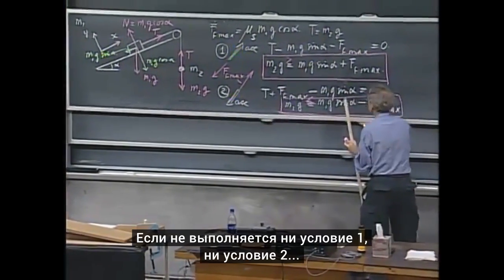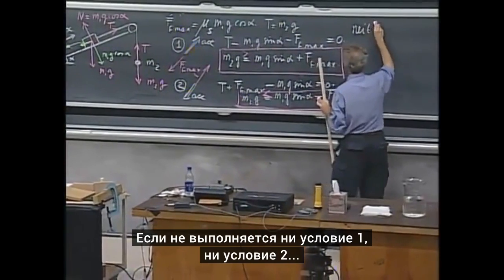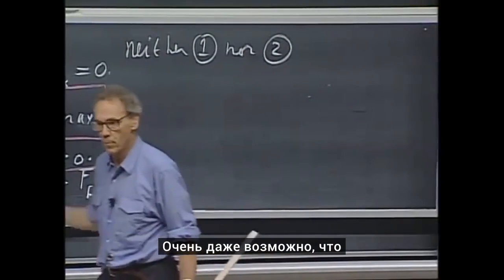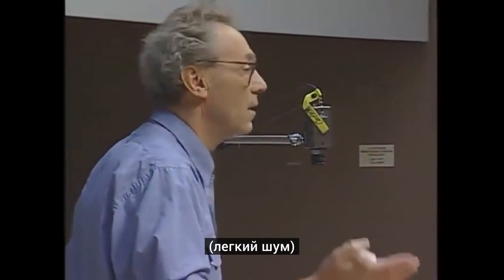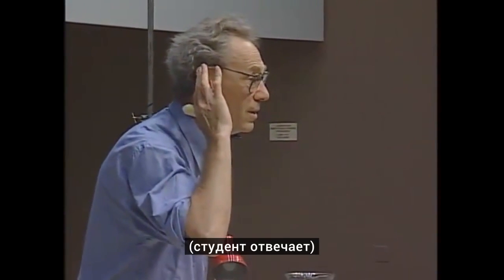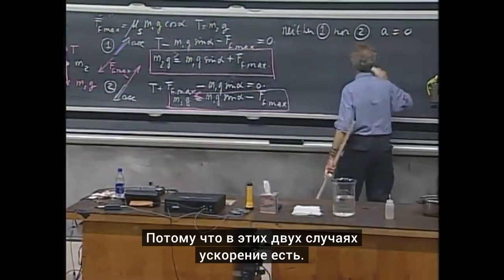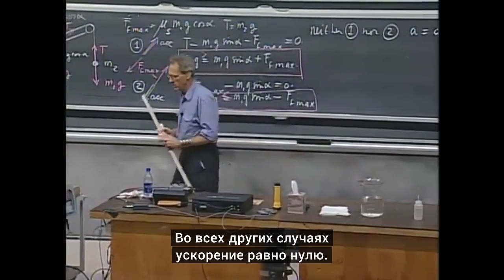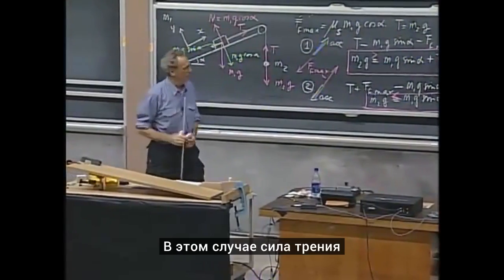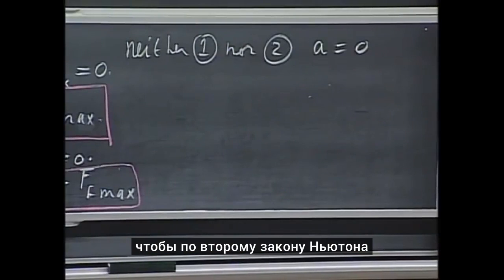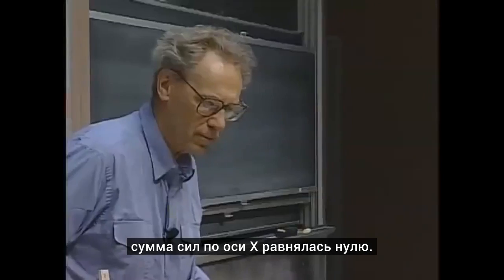If the condition is neither 1 nor 2, what do you think will happen then? It's very possible that you don't meet either of these two conditions. What do you think will happen? Can't hear you. It won't move. A is 0. Because in both of those cases it is going to accelerate. So in all other cases, the acceleration equals 0. And the frictional force in this case will adjust itself just the right way so that Newton's second law in the x direction gives you a net force of 0.